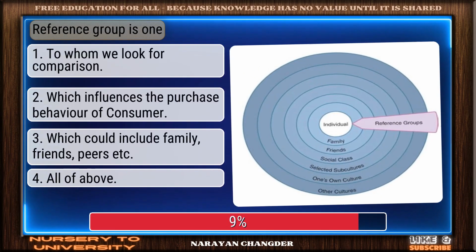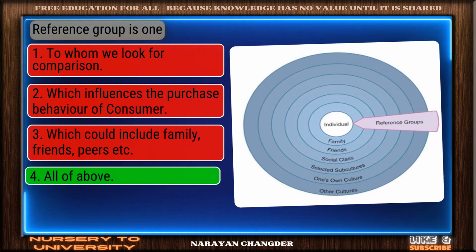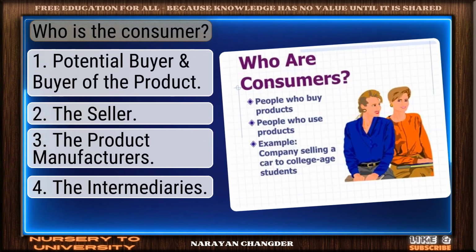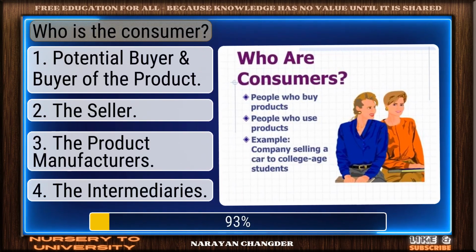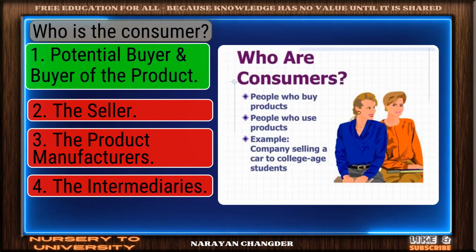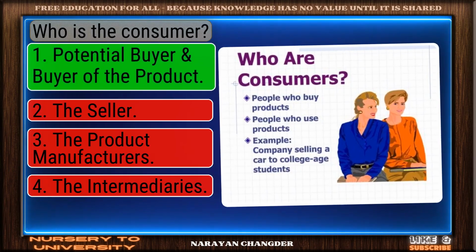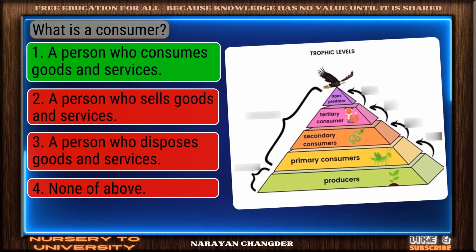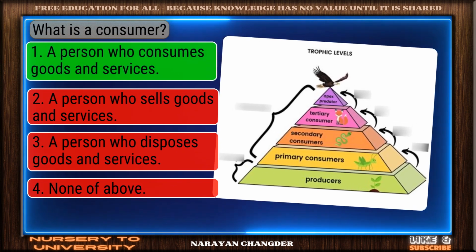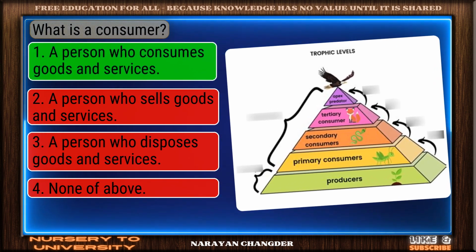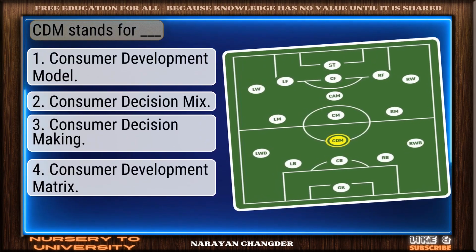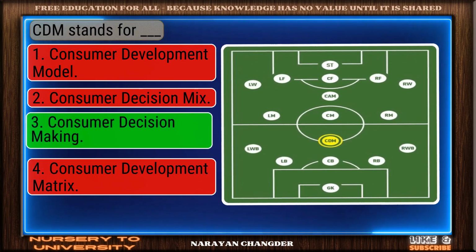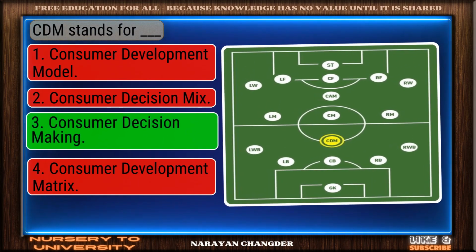Reference group is 1. Well done. All of above is the right choice. Who is the consumer? Good job. Your answer potential buyer and buyer of the product works well here. What is a consumer? Nicely done. A person who consumes goods and services is a solid answer. CDM stands for dash. Right again. Consumer decision making is a valid answer.